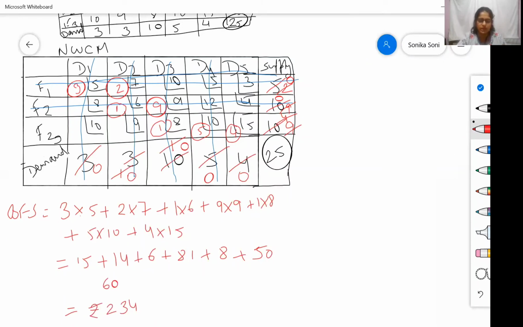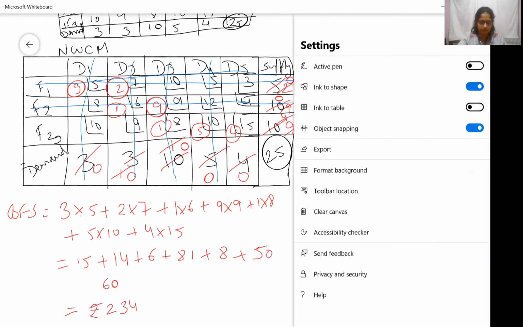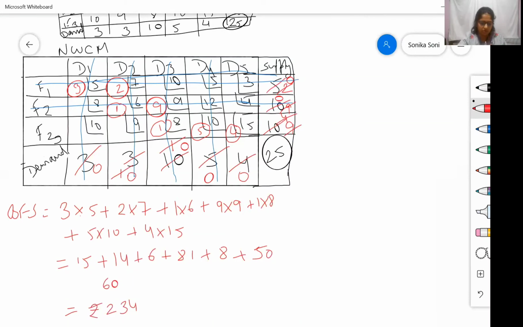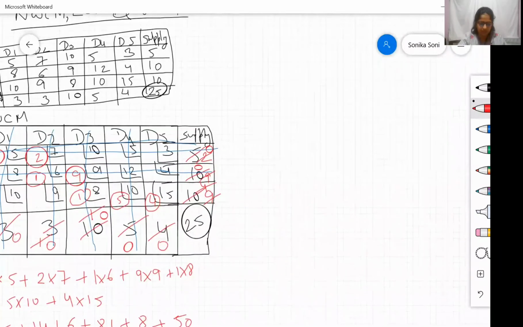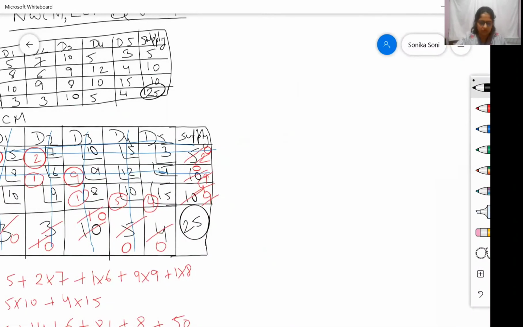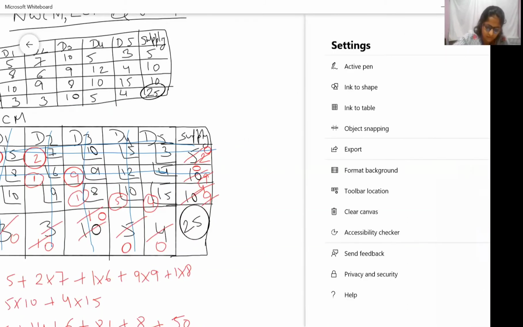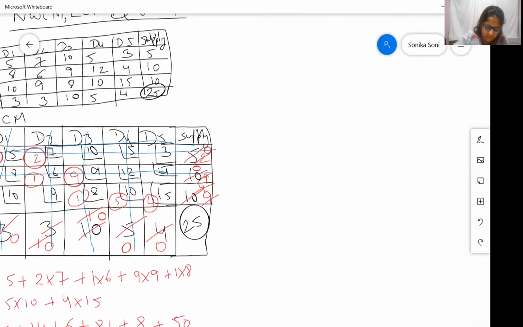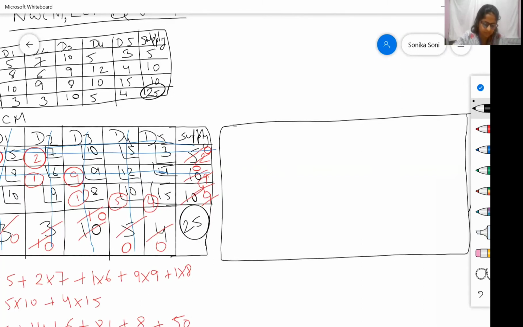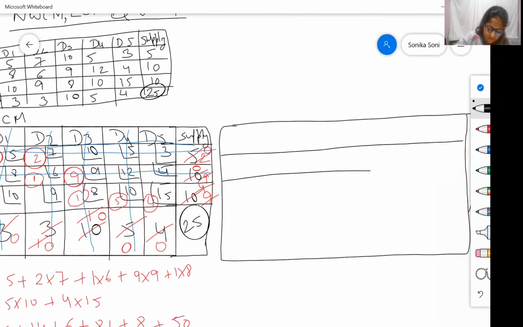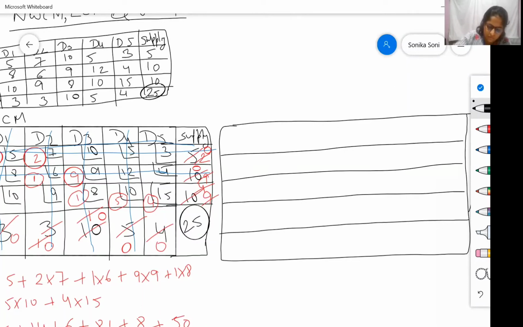Now let's see how much we will get in LCM method. How much transportation cost we get in LCM method. Here we have 5 rows and 7 columns.